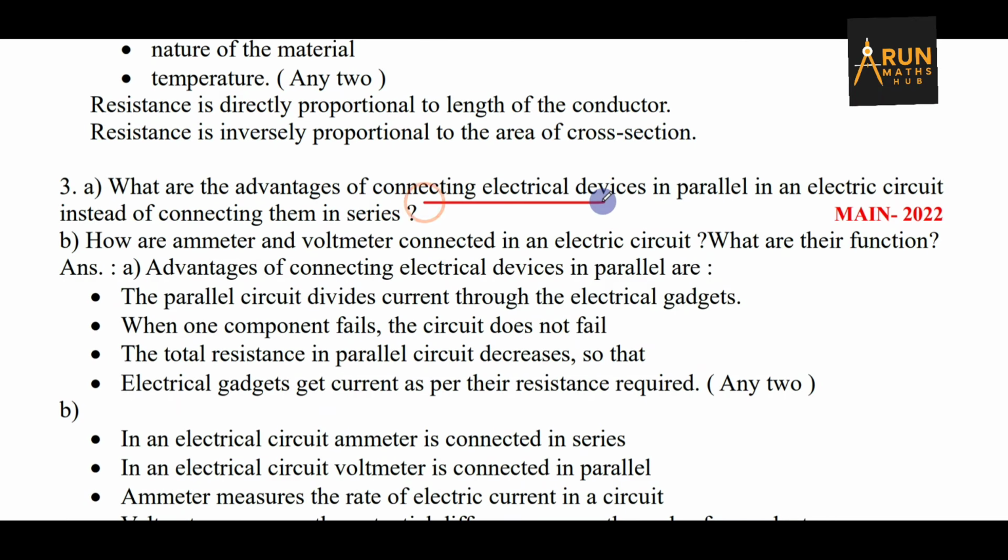What are the advantages of connecting electrical devices in parallel? The parallel circuit divides the current through the electrical gadgets. When one component fails, the circuit does not fail. The total resistance in the parallel circuit decreases so that electrical gadgets get current as per the resistance required.